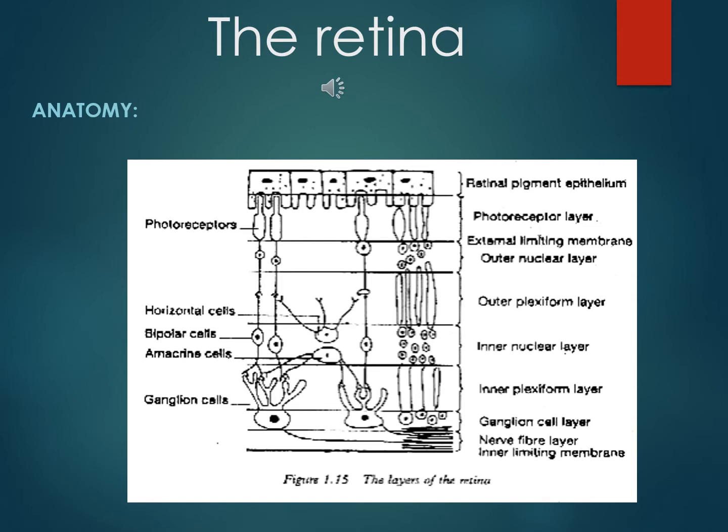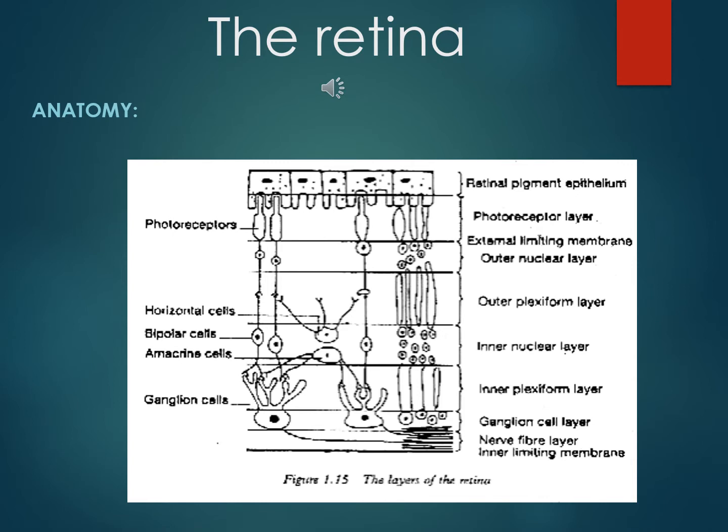As you see, there is a single layer. This is a monolayer. The cells here are tall and hexagonal in shape. At the base of the cells, there are tight junctions between the cell and the others. At the apices, there are microvilli. As you see in the picture, at the apices of the retinal pigmented epithelium, there are microvilli that surround the outer segment of the photoreceptor. This arrangement is very important.